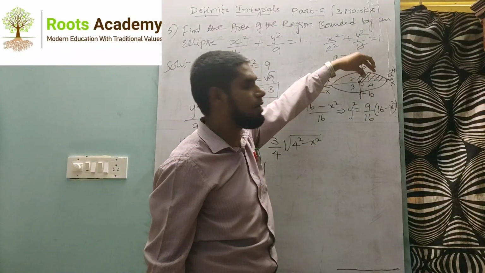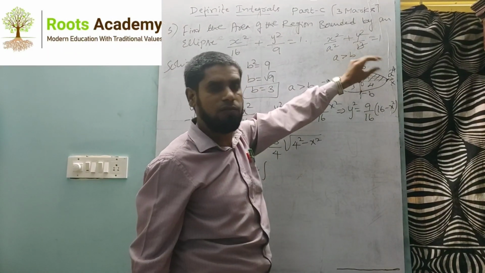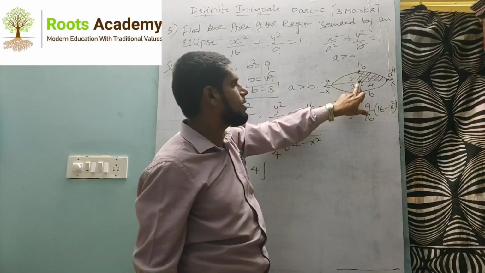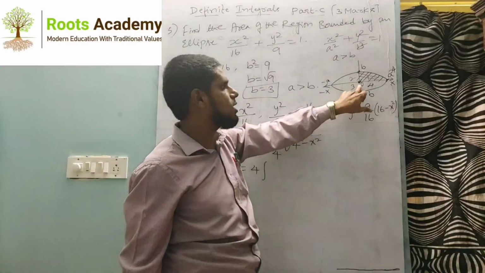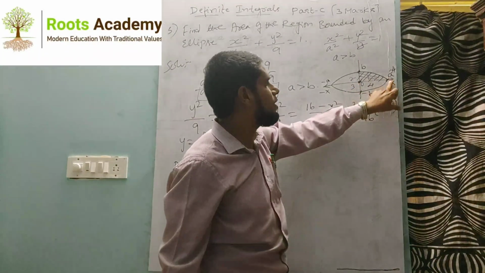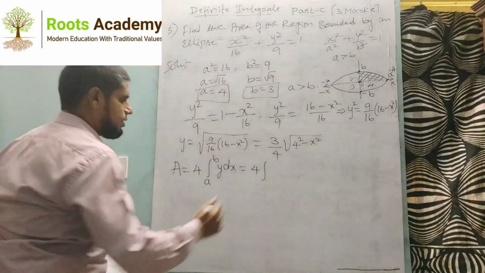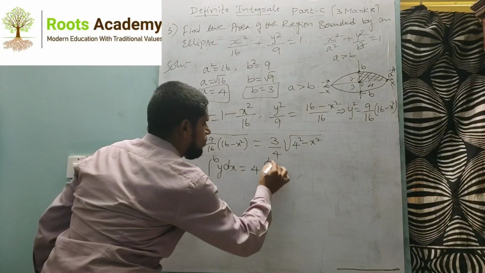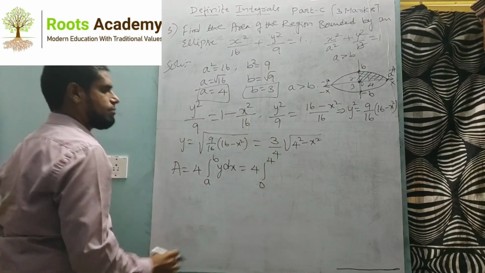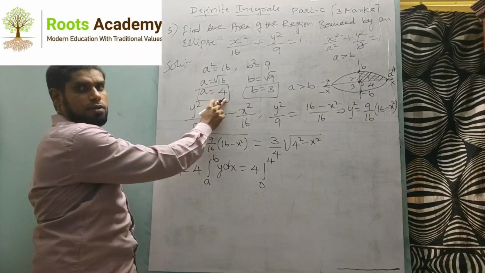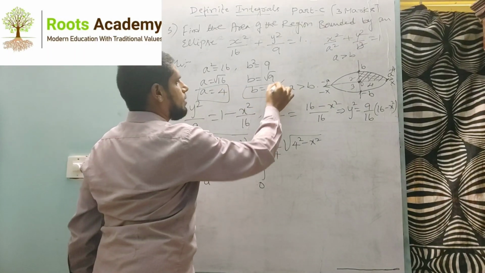First part I am taking, and I know that all the parts are equal here. So first part, initial point is 0. That is origin. Then end point, where the ellipse ends, a equals 4. So its limit is 0 to 4.